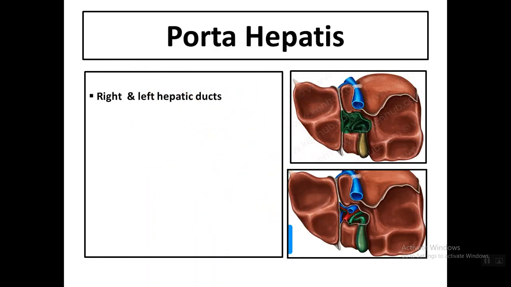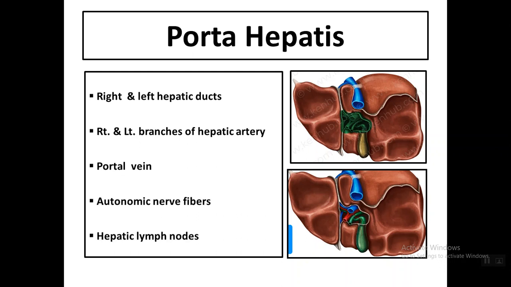Porta hepatis, or the hilum of the liver. The hilum of the liver is situated in between the caudate lobe superiorly and the quadrate lobe inferiorly. It is the site of entrance and exit of certain structures to the liver. It contains the right and left hepatic ducts, the right and left branches of the hepatic artery, the portal vein, autonomic nerves, and hepatic lymph nodes. All these structures are surrounded in between the two layers of the lesser omentum.